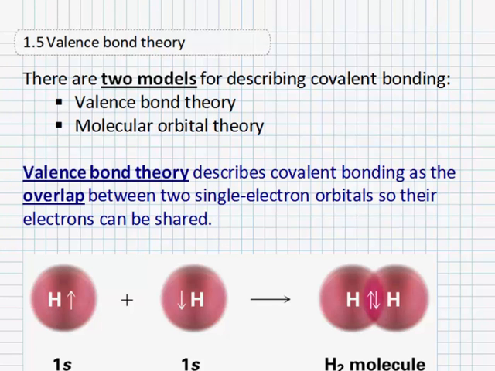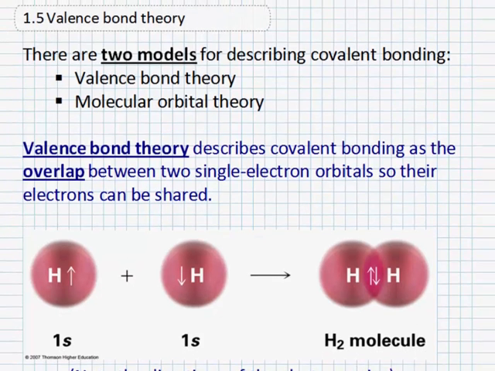So let's spend some time talking about valence bond theory. I'll give you just a little introduction to molecular orbital theory, but we won't worry too much about that at all. So valence bond theory, let's see what we say about that. It describes covalent bonding as the overlap between two single electron orbitals so that their electrons can be shared. So this is consistent with our little bonding pictures that we had before. The new thing here is that we have orbitals themselves that are actually overlapping.